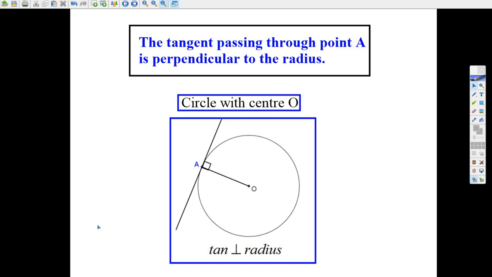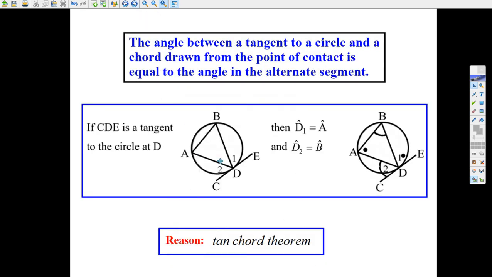Okay, the last reasons we're going to look at involve tangents. If you have a line that touches a circle at one point, then that tangent will always be perpendicular to the line going to the center. The tangent is always perpendicular to the radius. That's good to know in a lot of different places. Tangent perpendicular to radius.